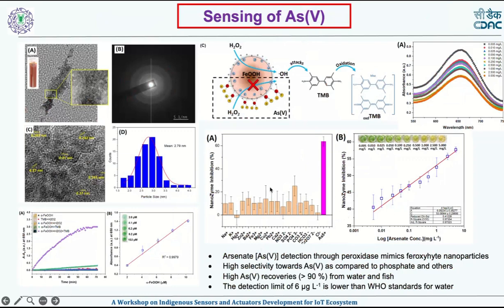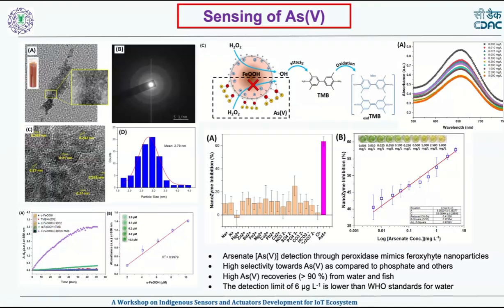Okay, so we have developed this sensing of arsenic, and you can see the detection limit is 6 ppb, around 6 micrograms per liter. This is far lower than the WHO standard for water. As per WHO, the permissible limit of arsenic is 10 ppb, whereas this particular mechanism can detect arsenic at around 6 ppb. So it is well below the permissible limit.